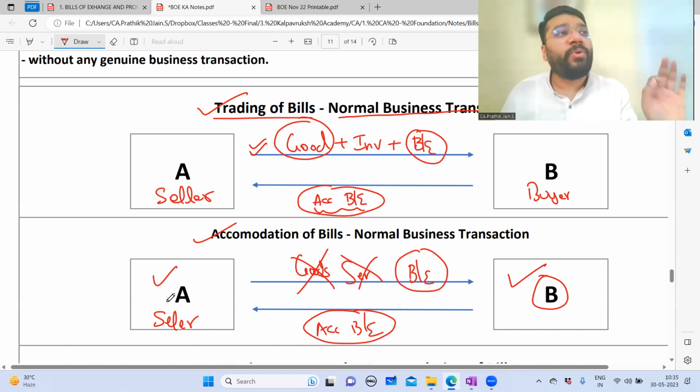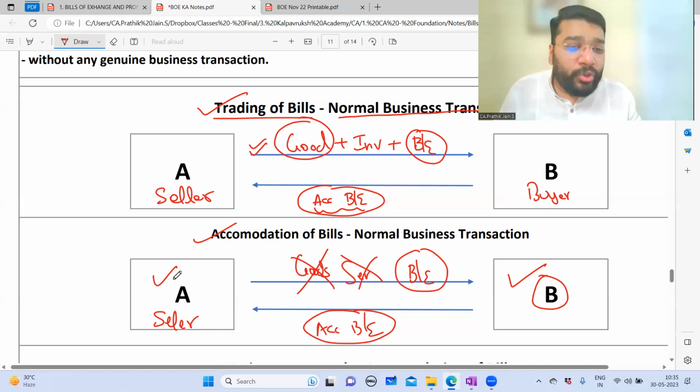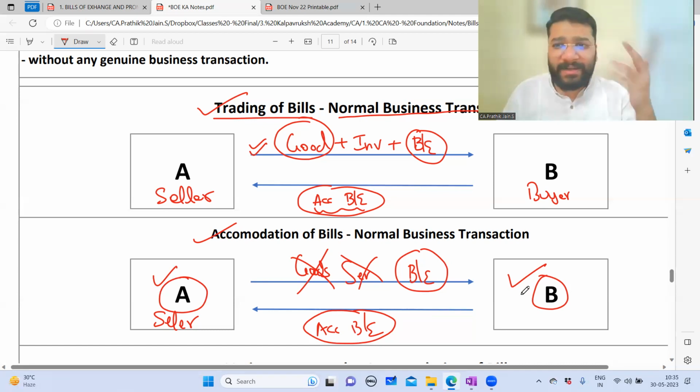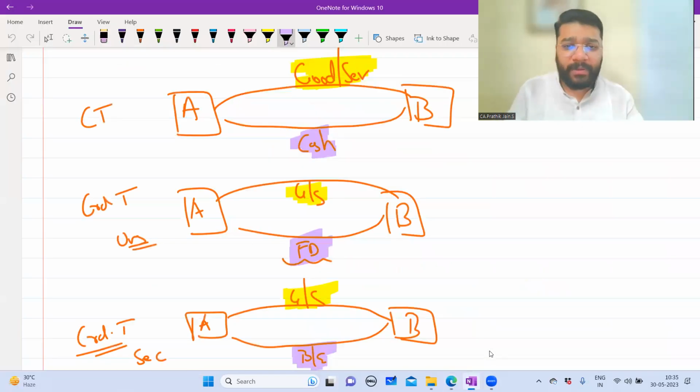The whole and sole reason, guys, the whole and sole reason for this is to help A, or to help A and B both put together. Sir, we didn't understand, sir. Please make us understand properly.